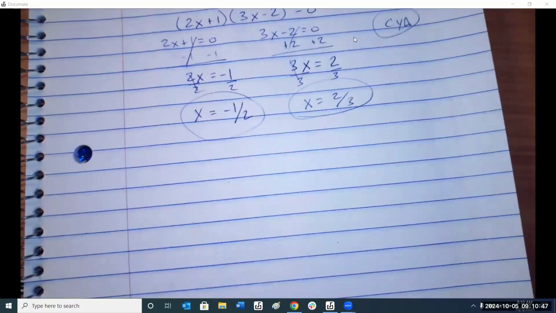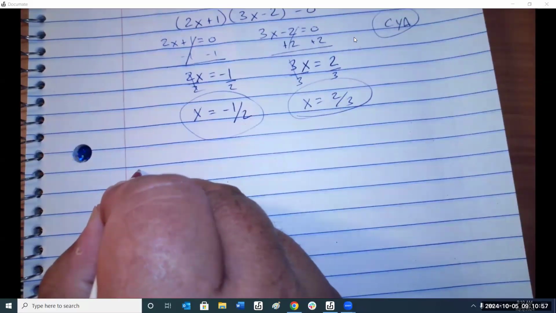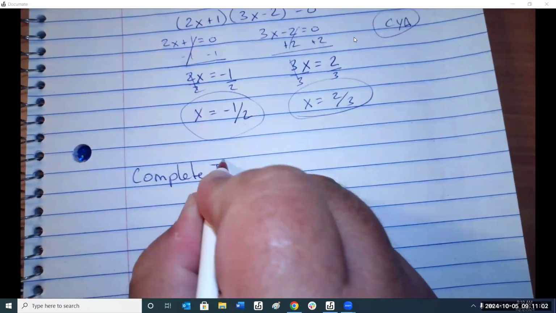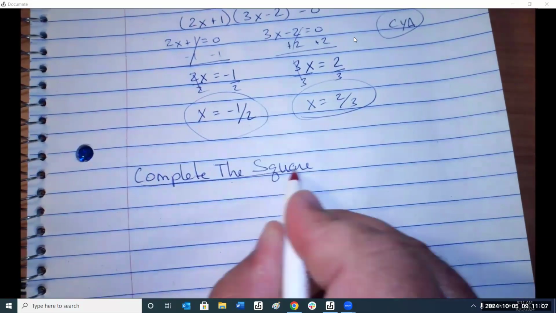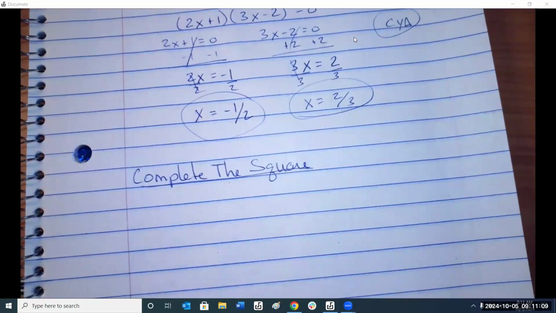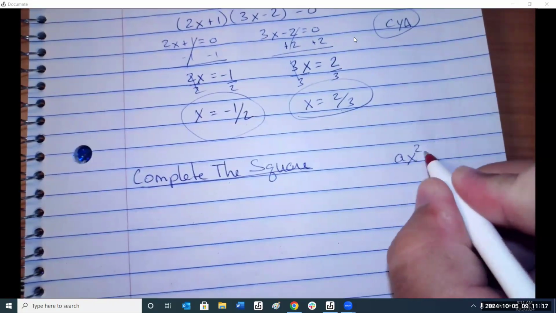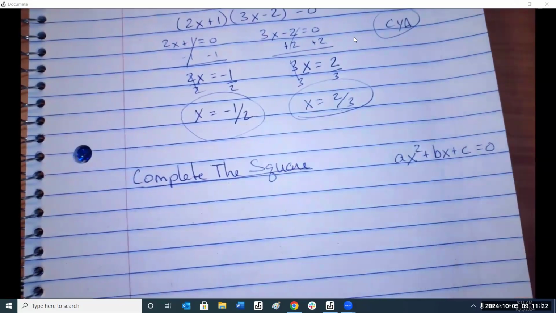All right, so that's the factoring and the square root methods we talked about. Now the third method, complete the square. Complete the square method. This is an entire process. We're given an equation, a quadratic equation. So it's set equal to 0.